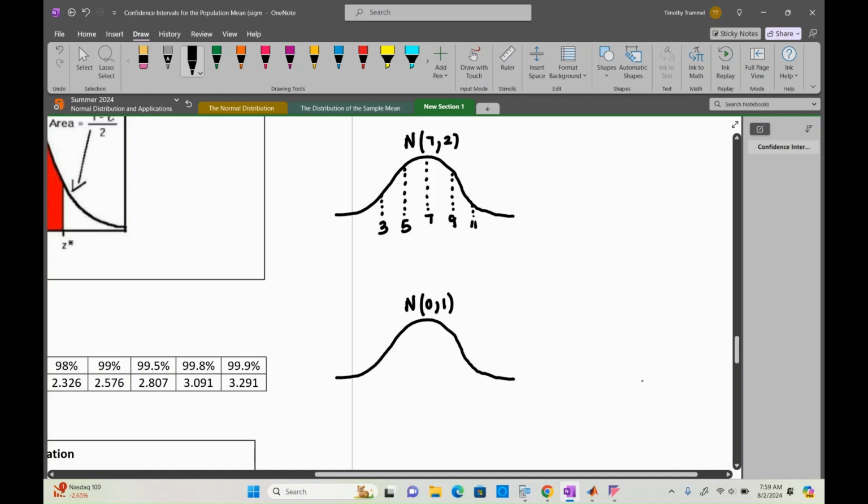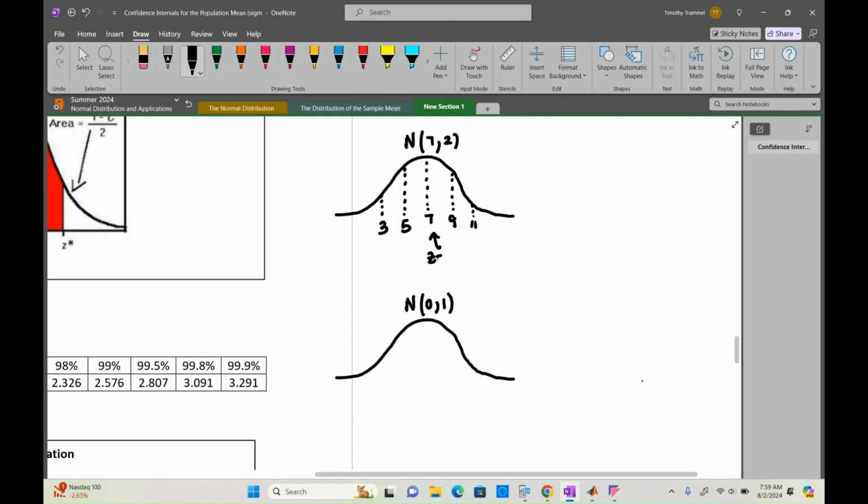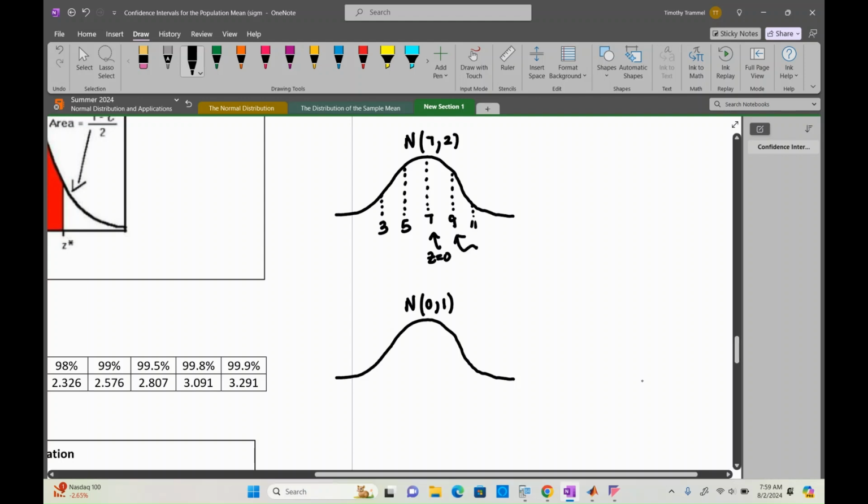Now if you were to write in the z-scores, the z-score for this one would be 0. The z-score for this one would be 1. This would be 2. So I want you to keep that in mind. And let's do the same thing down here for this one.